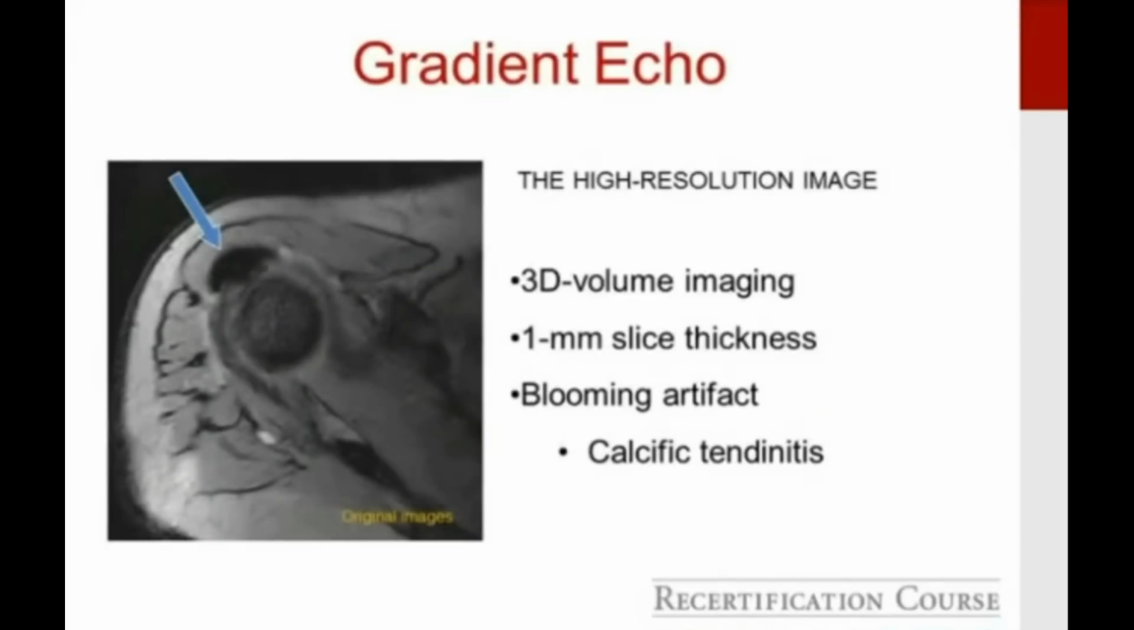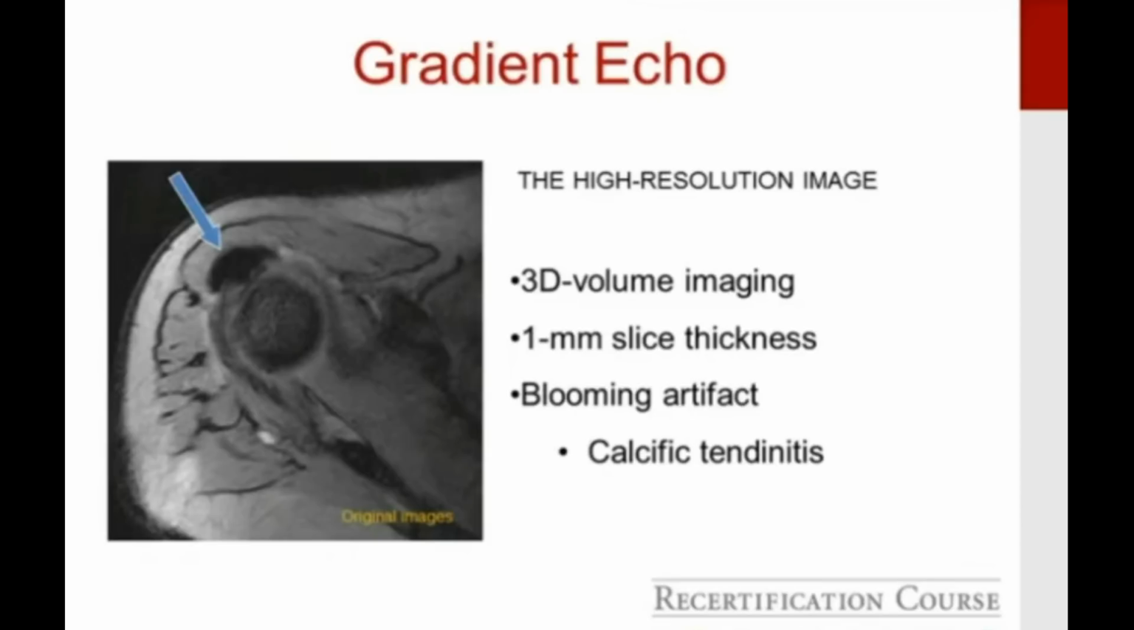Also, gradient echo imaging has an artifact that we refer to as blooming artifact. This is an artifact where, if there is calcification within the soft tissues or a foreign body, the area of abnormality blooms or gets bigger at the time of imaging. And so this can be helpful in identifying calcific tendonitis.